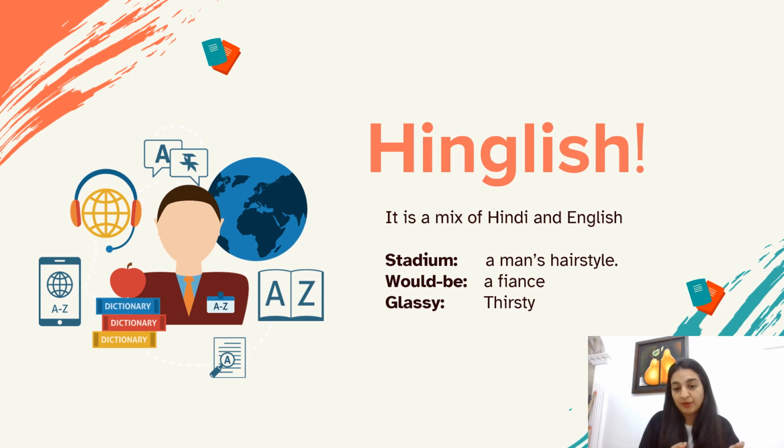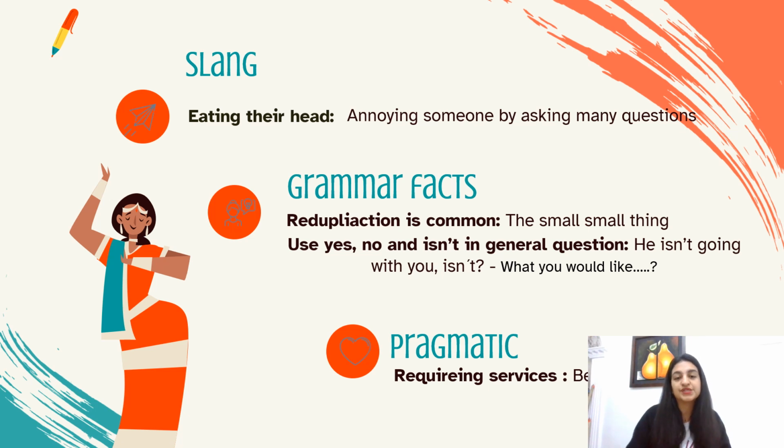Then they have "will be." In American English, "will be" is a grammatical structure, like "will be blah blah blah," right? But for them, it is a fiance. Of course, it makes sense because it is like a possibility, a fiance. I don't know, but I found this really funny. Okay, and then we have glassy, which means a person that is thirsty in English. Okay. Now these are some features of the language.